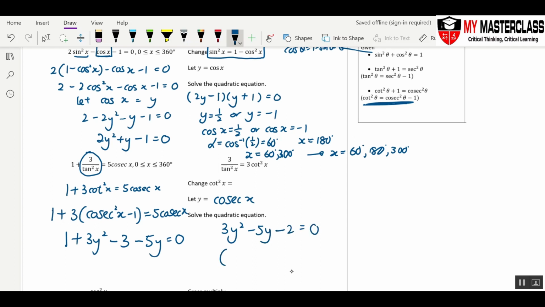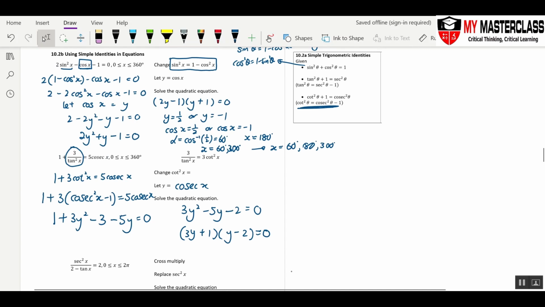If your quadratic cannot factorize nicely, it means something is wrong. 3y plus 1, y minus 2 equals 0. And once you get to this part, the rest is just solving a trigo equation. y equals negative 1/3 or y equals 2. Cosecant x equals negative 1/3 or cosecant x equals 2.